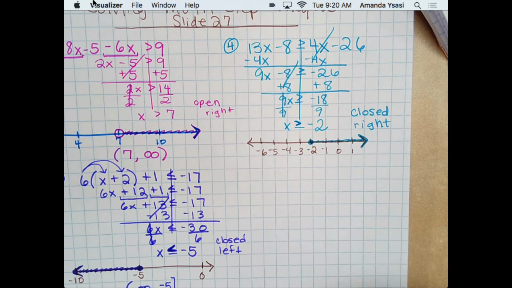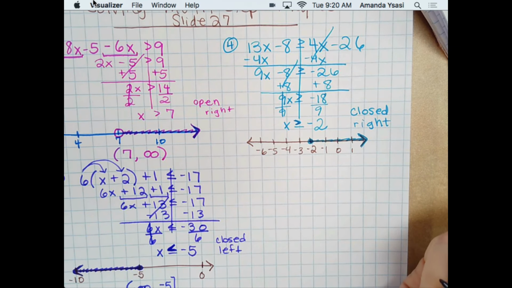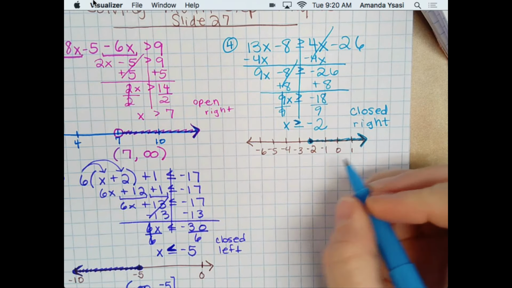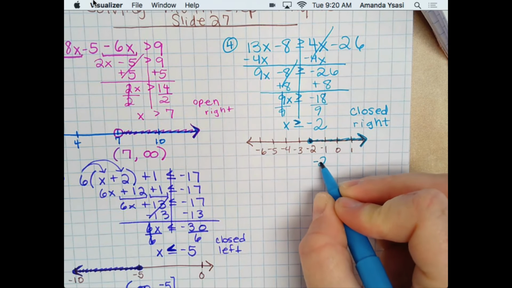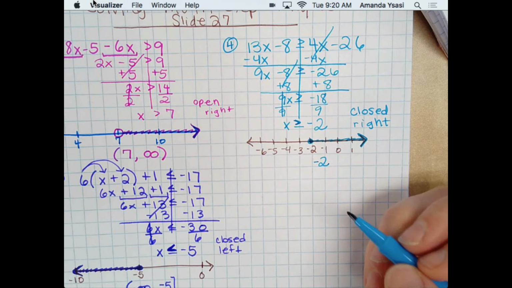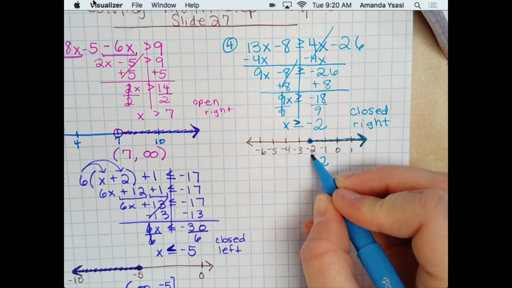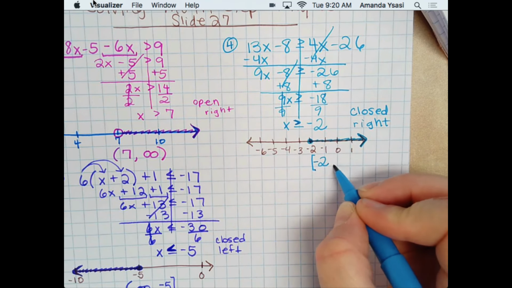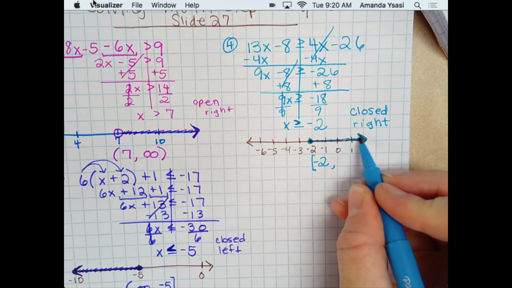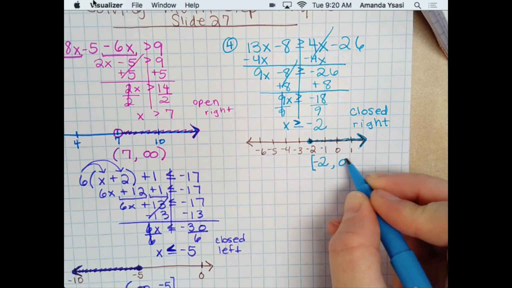Then the last thing is interval notation. So you always go left to right. So what's our smallest number it can be? Okay, and what goes with negative 2? Parentheses or bracket? Bracket, because it's or equal to. And then it goes all the way out forever. Infinity.